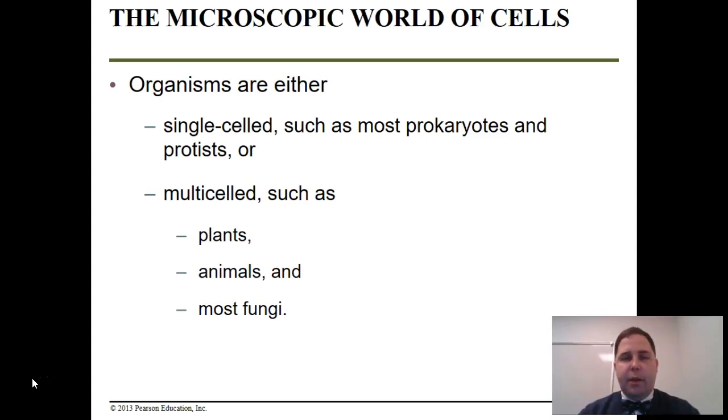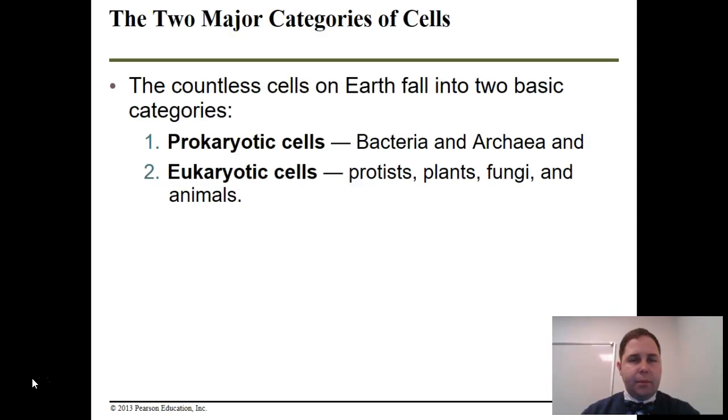So let's start by talking about cells themselves. Organisms are living things, and they're either single cells, which you've done a lot of thinking about, especially in your book projects. Things like prokaryotes and protists, they're just a single cell that does something. Or they're multicellular, such as plants, animals, and fungi.